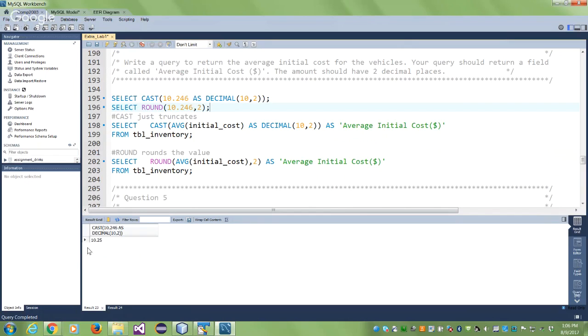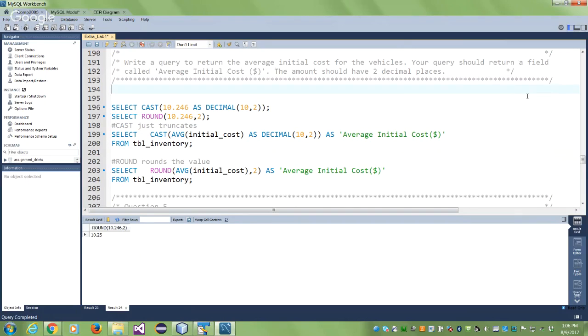I double checked. See, I cast the value 10.246 with 2 places after decimal. It made it 10.25. And the round is also giving the same thing. They're both working the same way. Okay, so my bad then. I'll have to remove that comment. Sorry about that, guys.